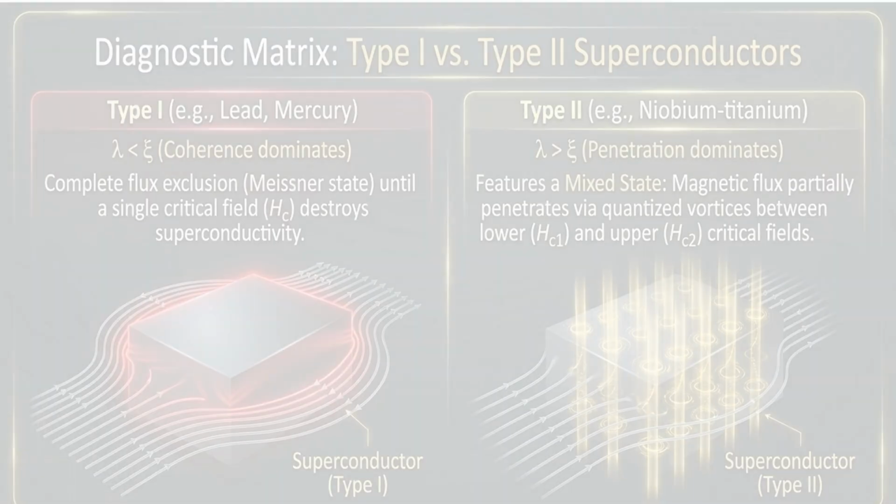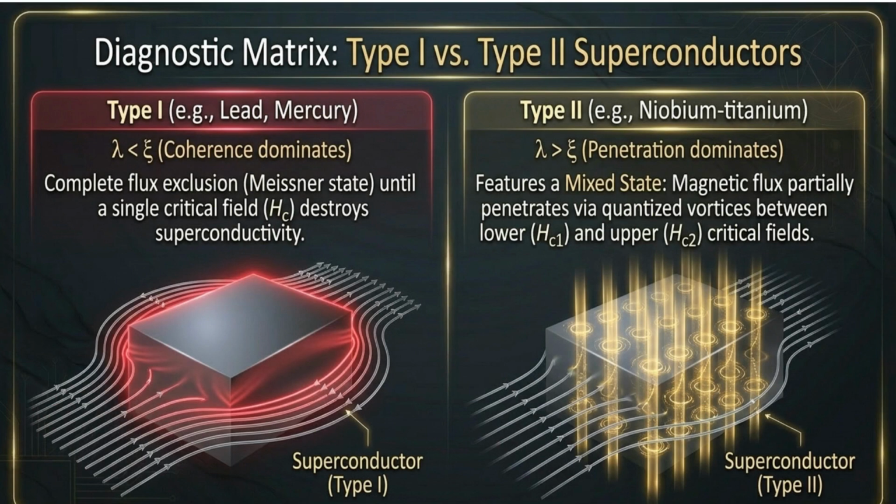Superconductors are categorized as Type 1 or Type 2. Type 1 materials, like lead, show complete flux exclusion until a single critical field, Hc, destroys superconductivity. Type 2 materials, such as niobium titanium, feature a mixed state, where magnetic flux partially penetrates via quantized vortices between lower and upper critical fields.